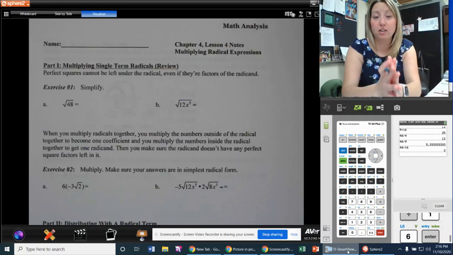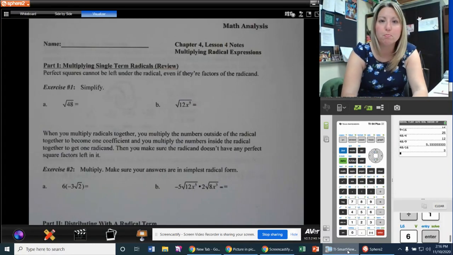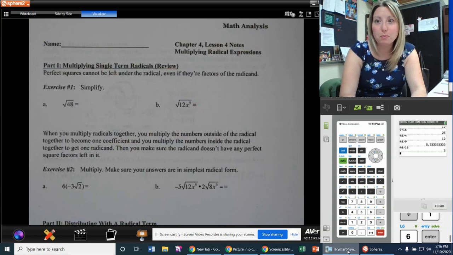Math analysis. Here we go for lesson 4. Let's do some more multiplying radical expressions, especially now that we know how to add and subtract radical expressions.